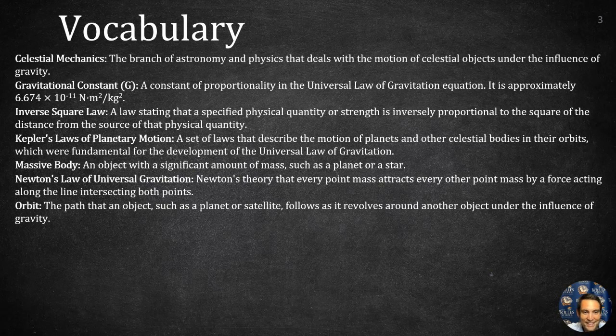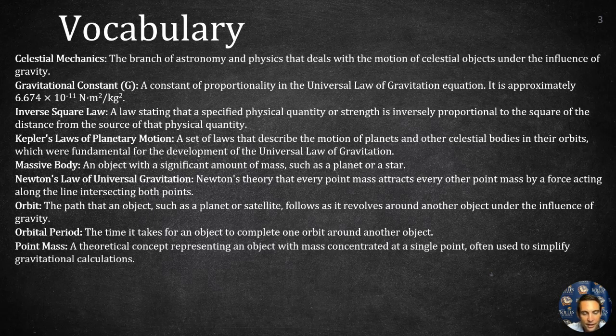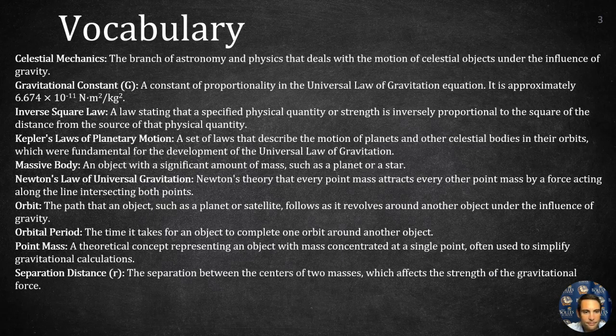An orbit is the path that an object, like a planet or satellite, follows as it revolves around another object under the influence of gravity. An orbital period is the time that it takes, or the time that it would take, for an object to complete one orbit around another object. A point mass is a theoretical concept representing an object with mass concentrated at a single point, often used for gravitational calculations. Separation distance is the separation between two centers of masses, which affects the strength of the gravitational force.